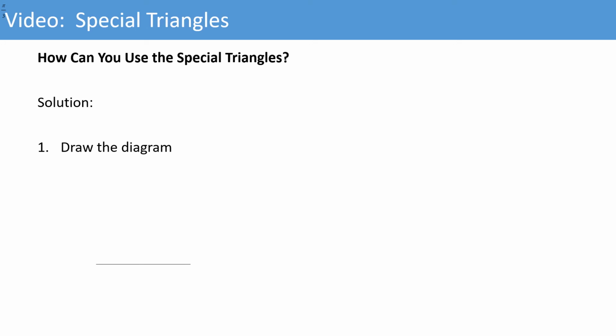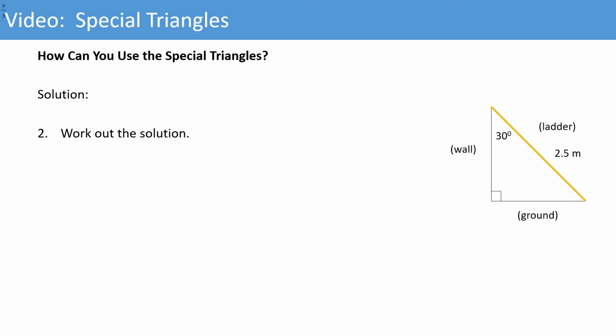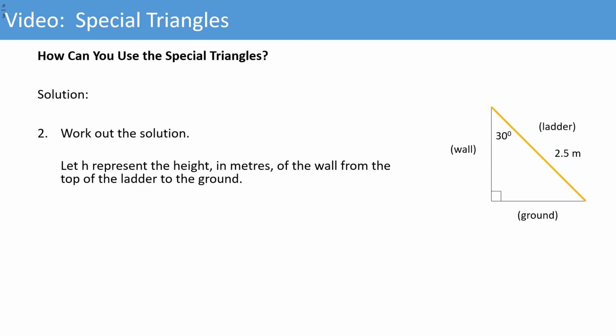Draw the diagram. We have our wall, the ground, the ladder from the ground to the wall. That's 2.5 meters long, and it makes a 30-degree angle with the wall. Work out the solution. Let us have h to represent the height in meters, which is the height of the wall from the top of the ladder to the ground.